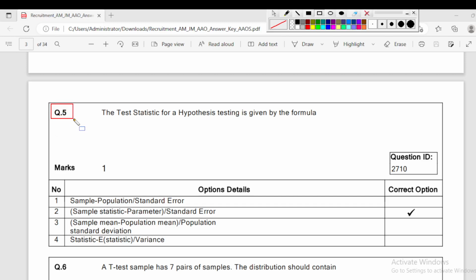Question number 5. The test statistic for a hypothesis testing is given by the formula. Option 1 sample minus population by standard error, option 2 sample statistics minus parameter by standard error, option 3 sample mean minus population mean by population standard deviation, option 4 statistic minus E statistic by variance. Option 2 is correct, sample statistic minus parameter by standard error.